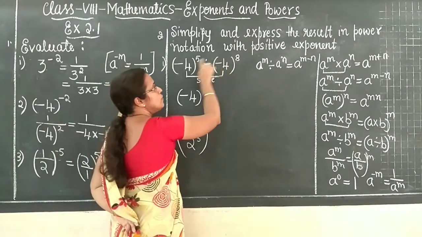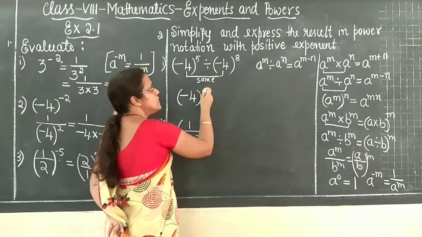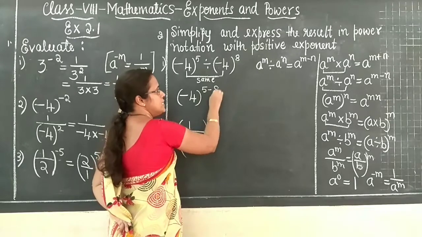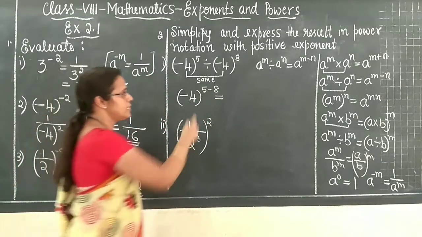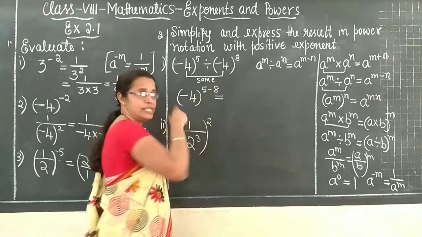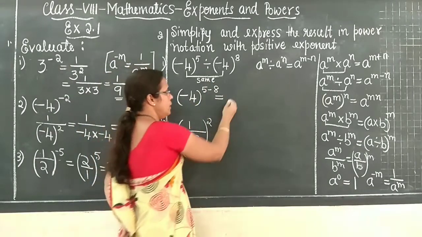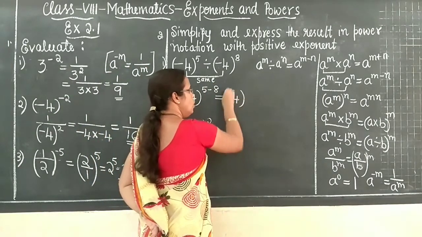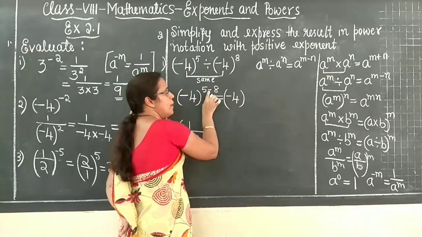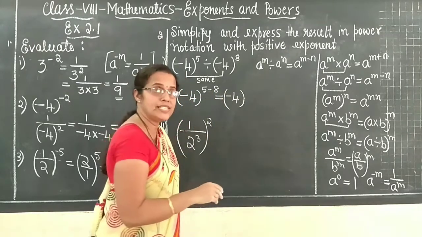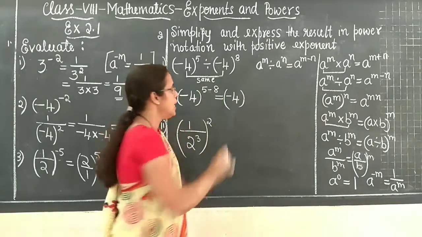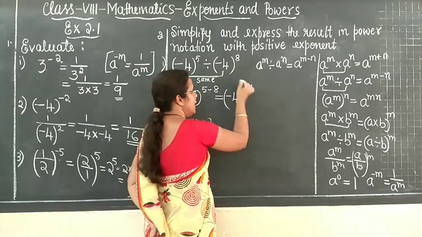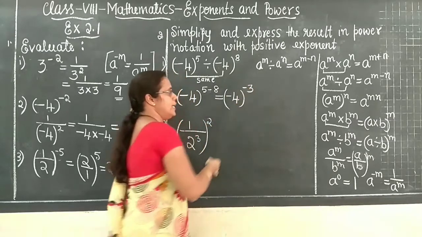Powers you have to subtract. When the bases are same, powers you have to subtract. Write the powers small, children, and the base bigger. So now it becomes minus 4 whole to the power 5 minus 8. 5 minus 8: you have to subtract, 8 minus 5 is 3. The bigger number's sign is minus.